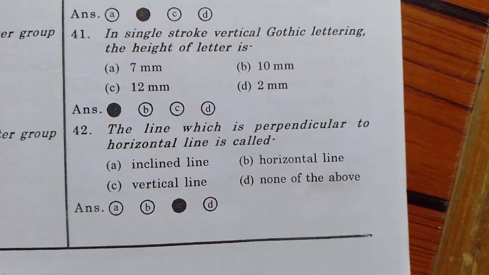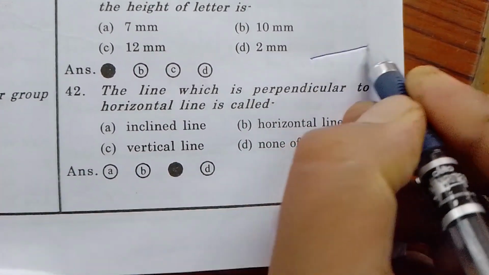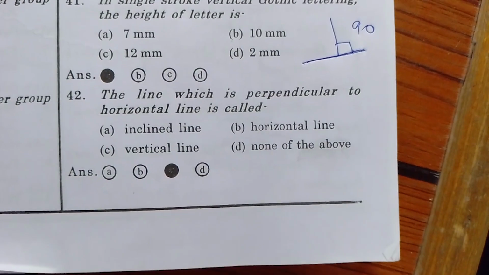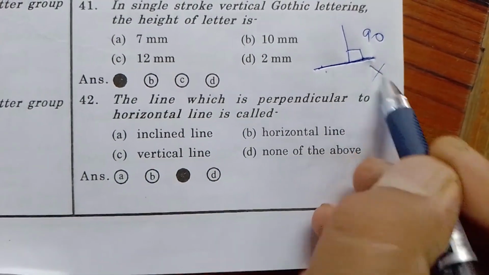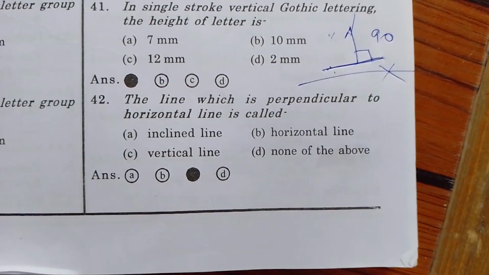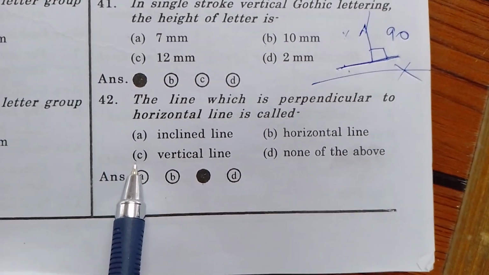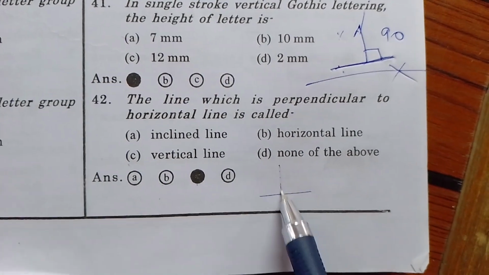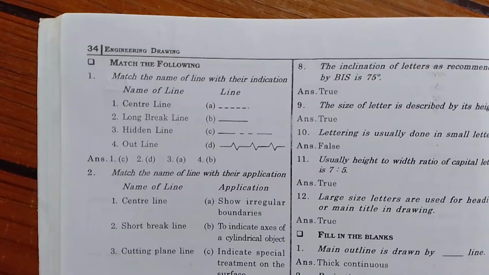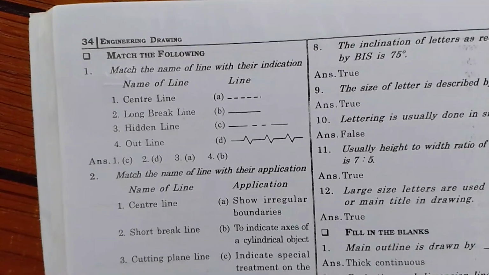The line which is perpendicular to the horizontal, this is horizontal and this is 90 degree. This is known as vertical line and this is horizontal line. Along the x-axis this is the horizontal line, along the y-axis this is the vertical line. So this is option number C here. Vertical line which is perpendicular, 90 degree to the base, is this vertical line. Very important MCQ here. Match the name of the line with their indication. First line is center line.